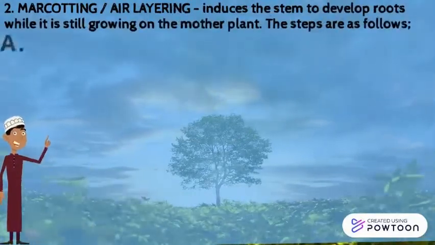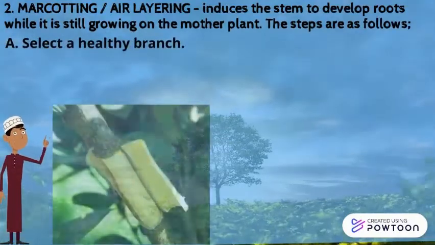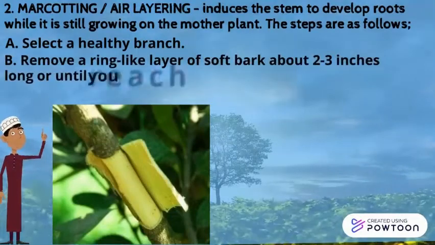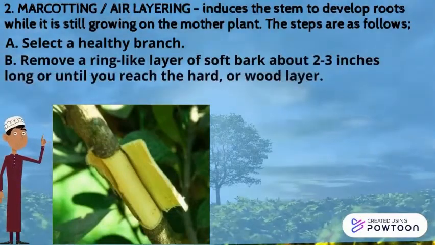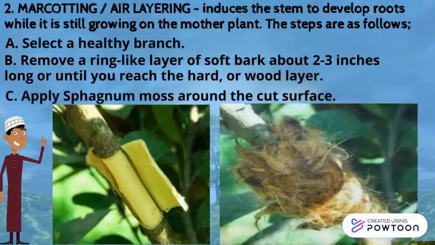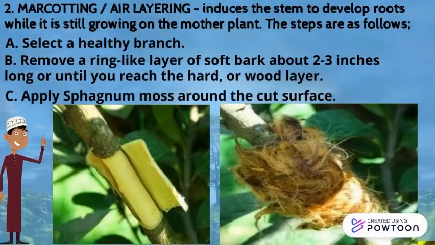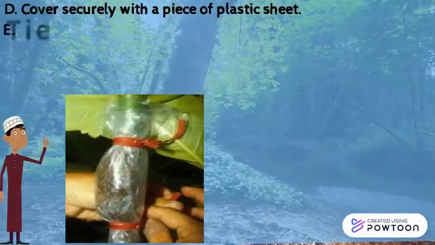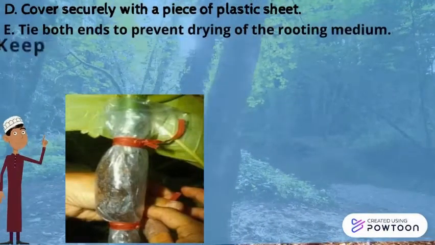The steps are as follows. Select a healthy branch. Remove a ring-like layer of soft bark about 2 to 3 inches long or until you reach the hard or wood layer. Apply sphagnum moss around the cut surface. Cover securely with a piece of plastic sheet. Tie both ends to prevent drying of the rooting medium.